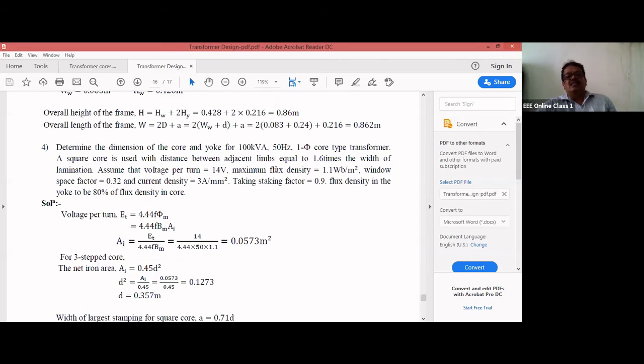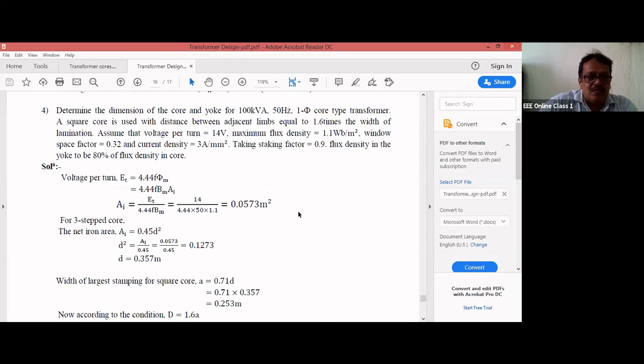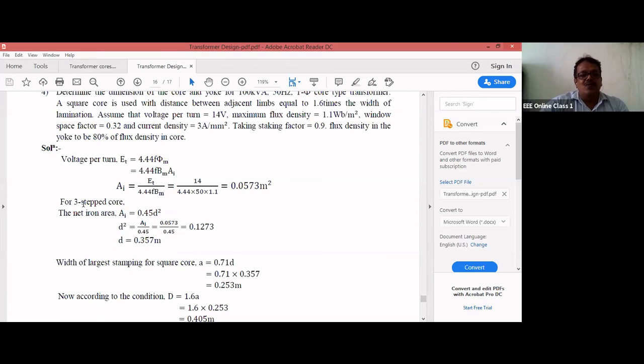Based on this data, I will calculate the dimensions of the core and the yoke. Once again, a square core is used. This I'll change here, because I cut and pasted and left it as it was. I'll make corrections when giving the notes. It is a square core, not the step core.